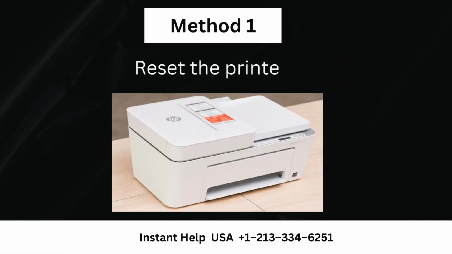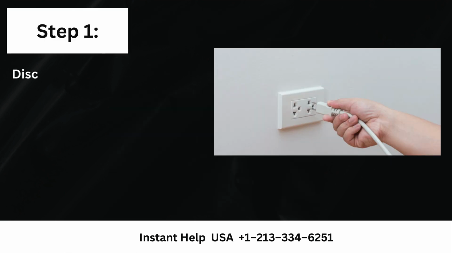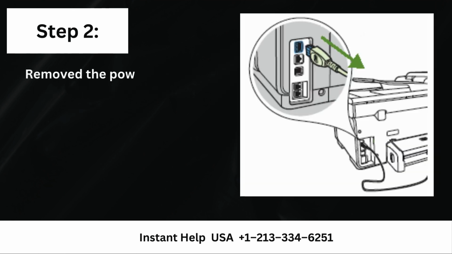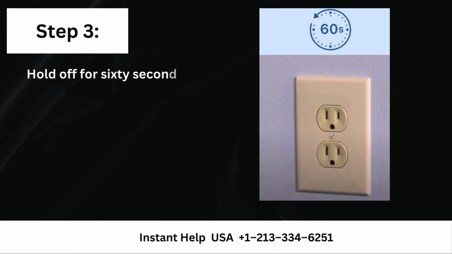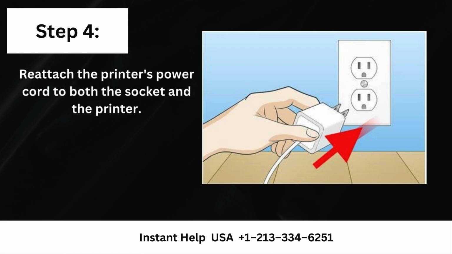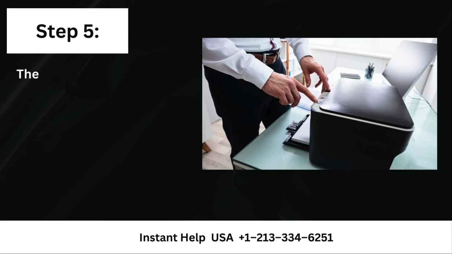Method 1. Reset the printer. Step 1. Disconnect the printer's power cord while the machine is powered on. Step 2. Remove the power cord's opposite end from the power source. Step 3. Hold off for 60 seconds. Step 4. Reattach the printer's power cord to both the socket and the printer. Step 5. The printer will switch on and reset by itself.